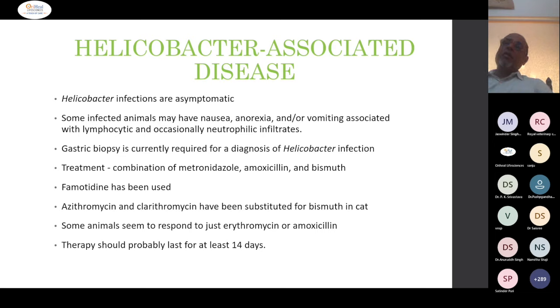The treatment can be a combination of metronidazole, amoxicillin, and bismuth. It also comes as a combination drug for Helicobacter in humans. The same thing can be used. Famotidine has been used for treating the inflamed stomach and to protect it from acid secretions. Azithromycin and clarithromycin have been used in cats. Some animals seem to respond to erythromycin or amoxicillin alone. So amoxicillin alone is also okay for Helicobacter sometimes. Of course, one important thing is that the therapy should be done for at least 14 days to eradicate Helicobacter from the stomach.